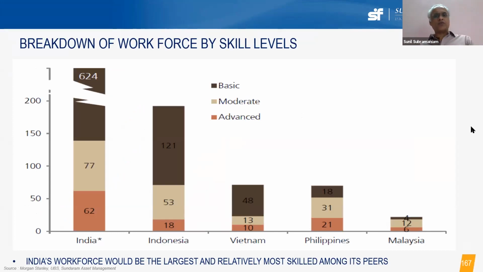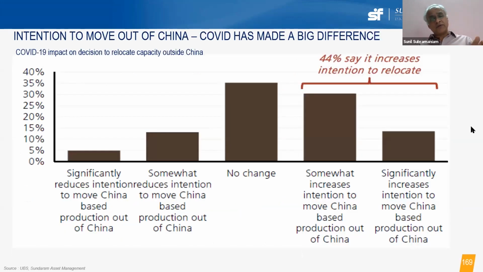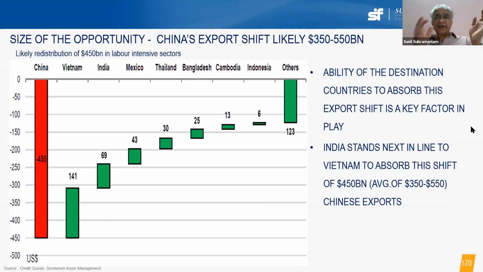We have adequate workforce. The per capita income of China is 5 times that of India, so our labor force is 5 times cheaper than China. The COVID crisis has given a further boost to people wanting to move out of China. 44% of people say their intention to relocate out of China has increased because of this, and roughly $500 billion of China's export is at stake.